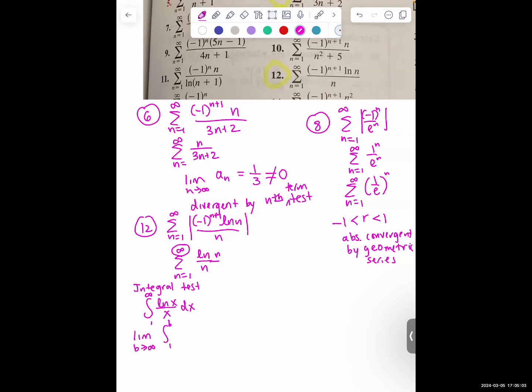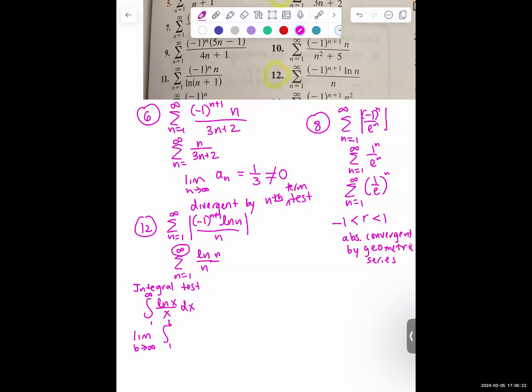But if you end up with something that is infinite, your conclusion for the integral test is that the series behaves the same way. So therefore, your series is also divergent. If you get a finite answer using the integral test, then our conclusion is that our series is convergent.